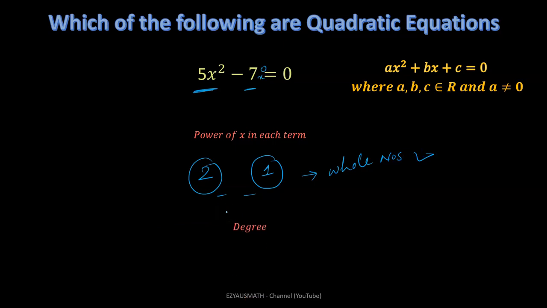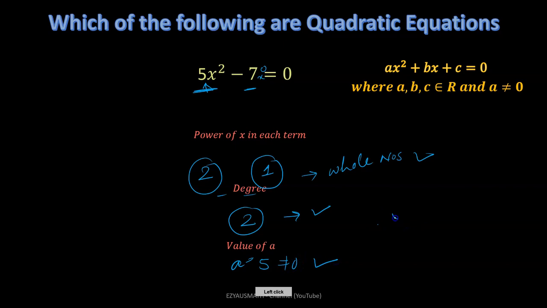What is the second condition? Degree. What is the degree? Degree is the highest power. The highest power among these is 2. So this is also good. And finally, the coefficient of x squared, that is the value of a. What is the coefficient of x squared here? That is 5, which is not equal to 0. It satisfies the condition. Hence, this is also a quadratic equation.